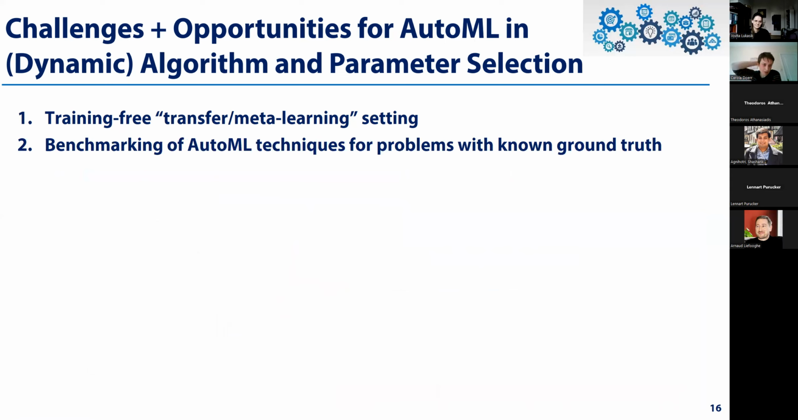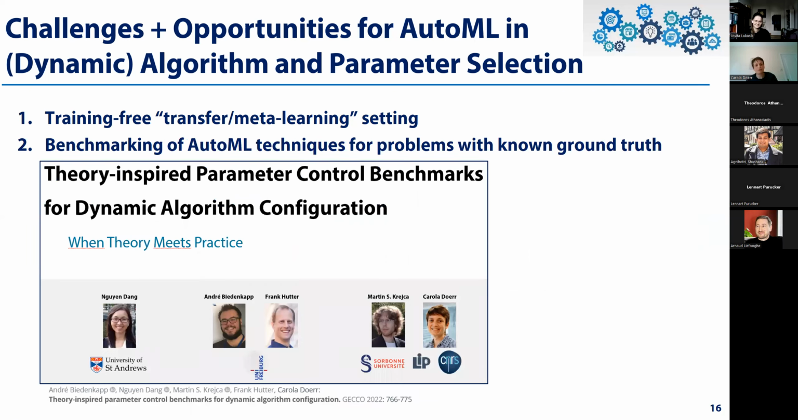Another topic I want to propose as being super interesting for working together is benchmarking of AutoML techniques for problems with known ground truth. This was a nice collaboration with Nguyen Dang at St. Andrews and Andre and Frank at University of Freiburg, where we took a black box optimization problem for which we had proven optimal control policies, and we benchmarked AutoML techniques, in this case reinforcement learning, to see whether the AutoML system actually manages to find the optimal control policies. We had this nice subtitle here, when theory meets practice.